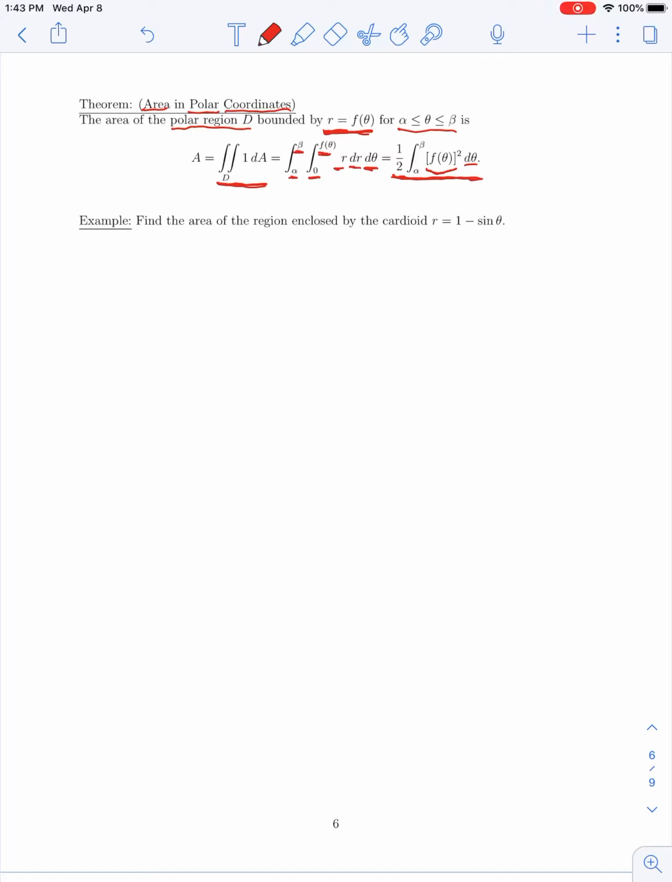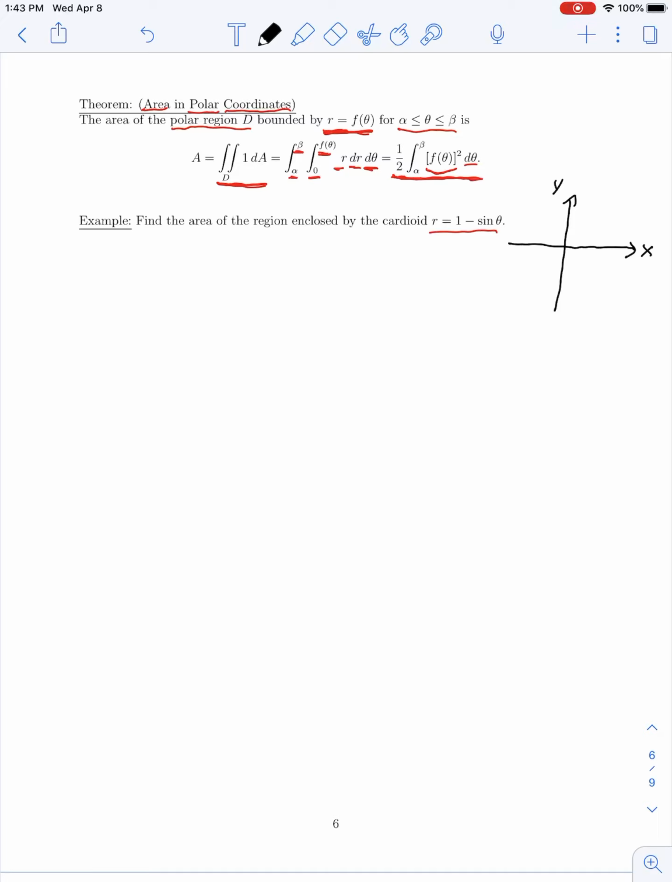So in this first one, we are asked to find the area of the region enclosed by the cardioid r is equal to 1 minus sine of theta. So let's start by sketching our region here. So here in the xy plane, we're talking about a region enclosed by the cardioid 1 minus sine of theta.